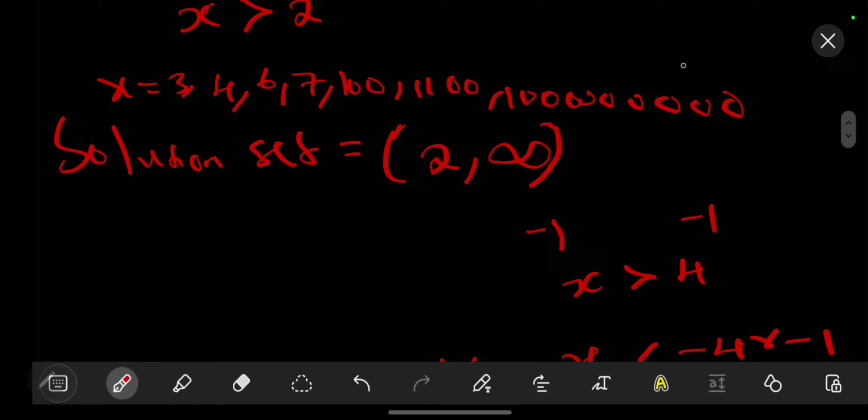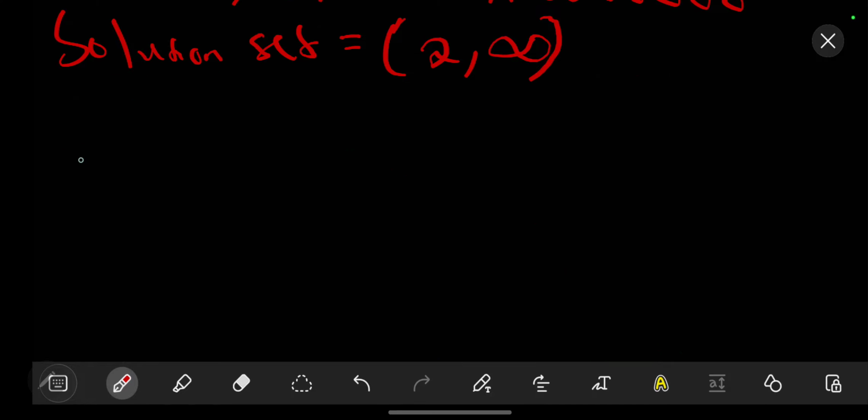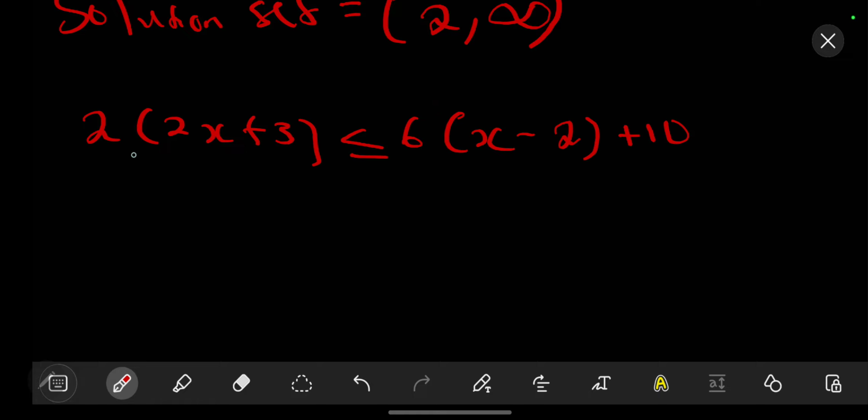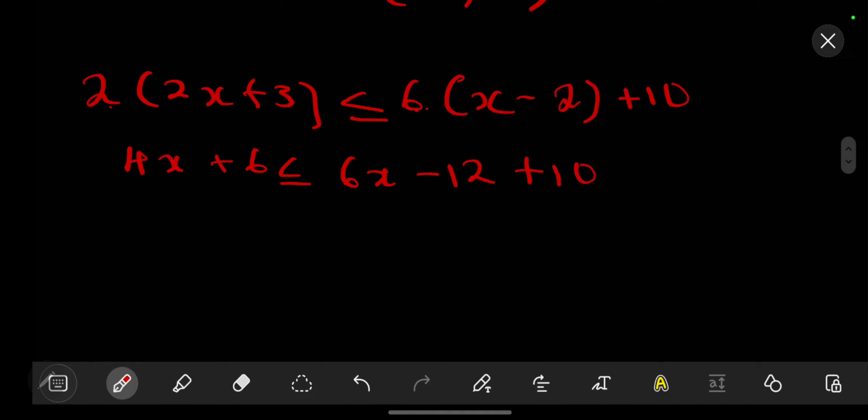So let's continue with another. Let's say we have 2 open brackets, 2x plus 3. For this one, the approach is the same. Multiply 2 by 2, it will give you 4x. 2 by 3 gives you 6, less than or equal to. We have 6 times x, it will give us 6x. 6 times 2 will give us -12. Then we have plus 10, like that.